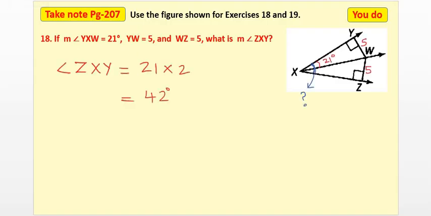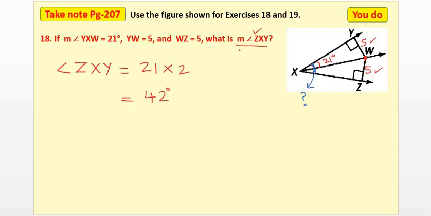Here is the answer. Very simple question, because we can see from here that this measurement is 5 and this measurement is 5, and the point W is in the interior of the angle YXZ. This shows that this is actually lying on the perpendicular bisector of the angle YXZ. They want us to find this angle ZXY or YXZ. It's the same thing, ZXY.